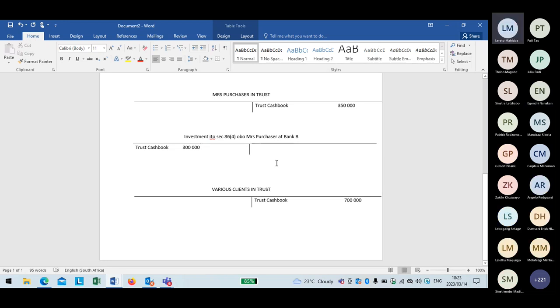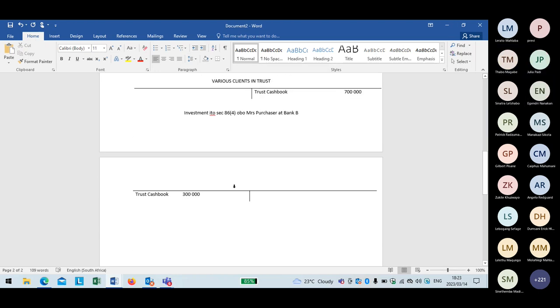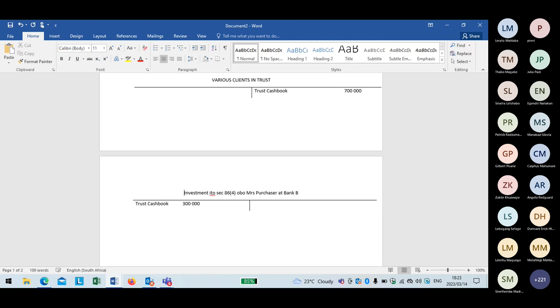Is it okay, sir, if we say we go to investment under Bank B? No, read the instructions, madam. Per client, you open investment. You are banking with Bank C. What does the instruction say? You decide to invest 500,000 with Bank C. Then where do you go? You open an investment account of section 86.3, Bank C.